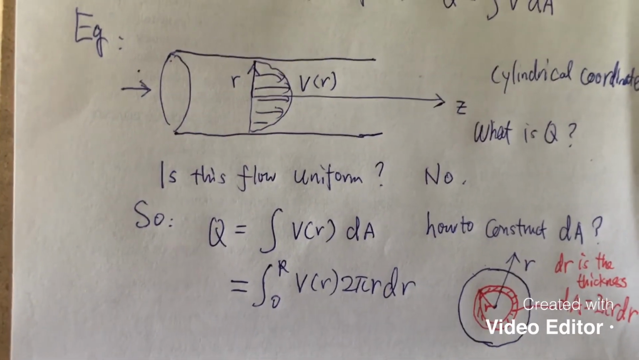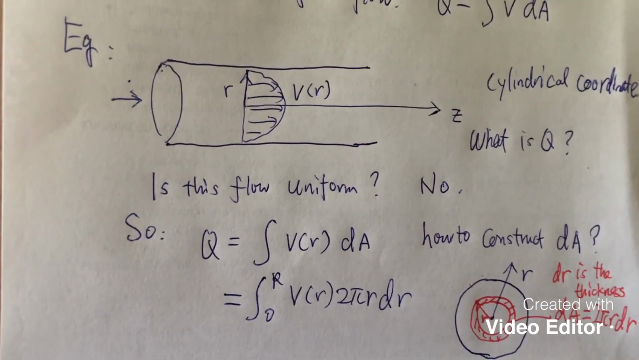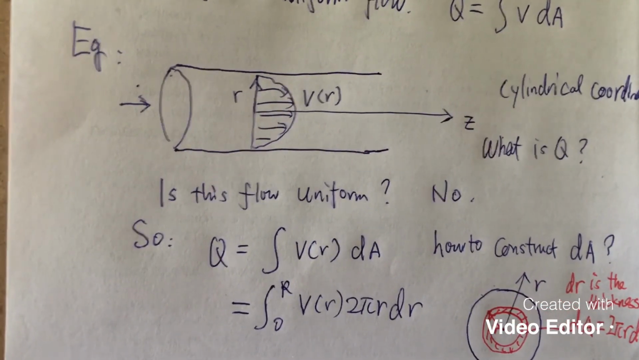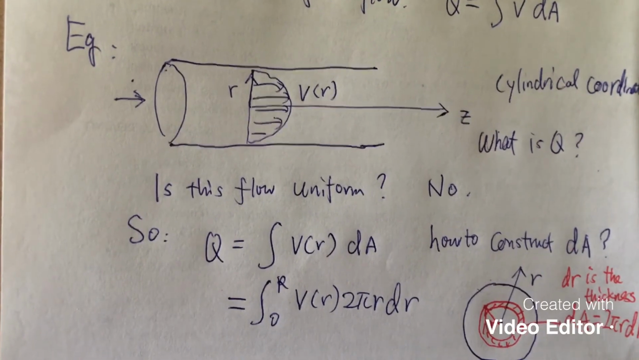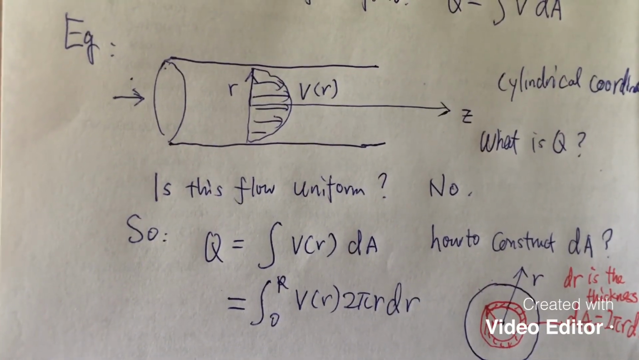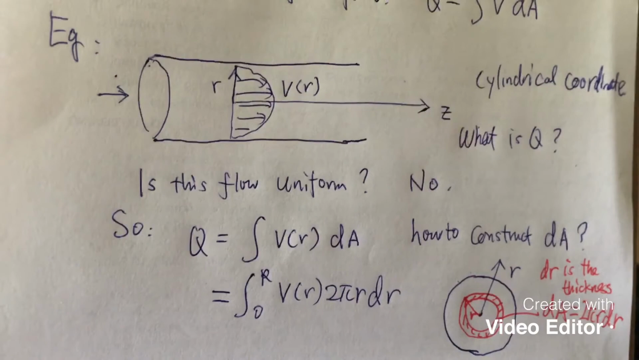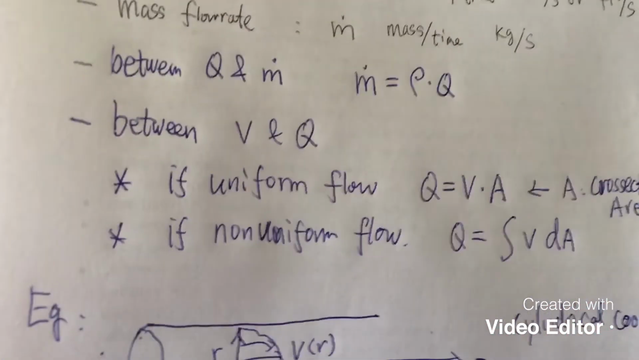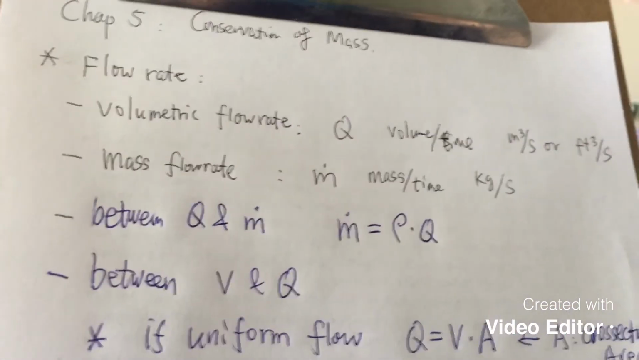For uniform flow, it's really easy: just the constant velocity on the cross-section times the area of the cross-section. So this is our lecture about the flow rate calculations.